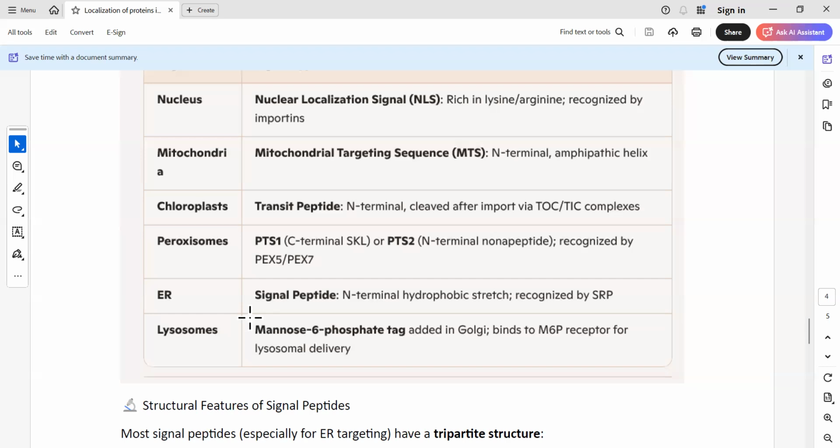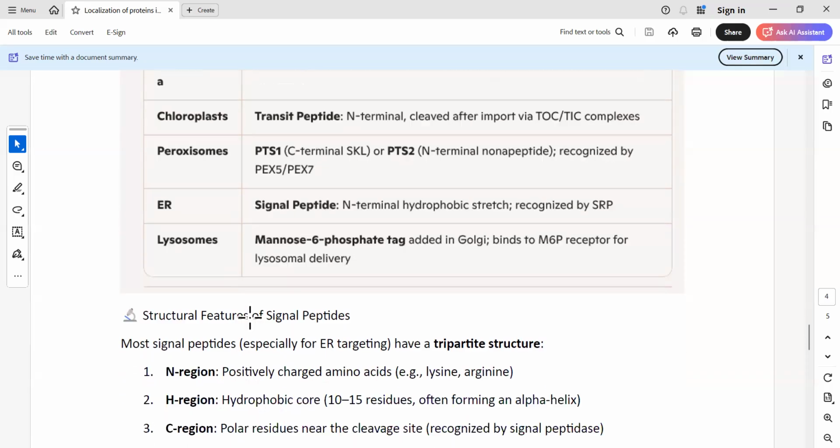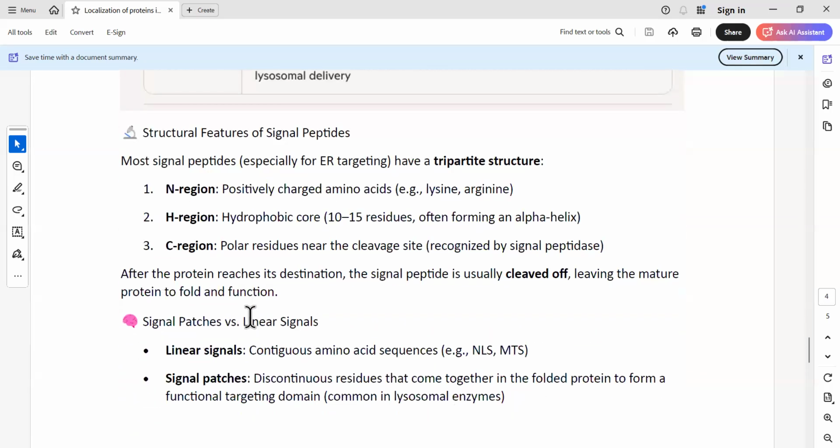However, this mannose 6-phosphate tag, which is added to the protein in the Golgi apparatus, now there are mannose 6-phosphate receptors available. So this aids the protein in its delivery to the lysosome.